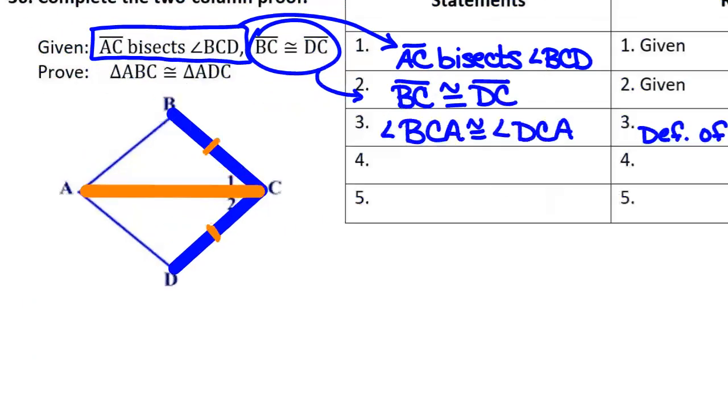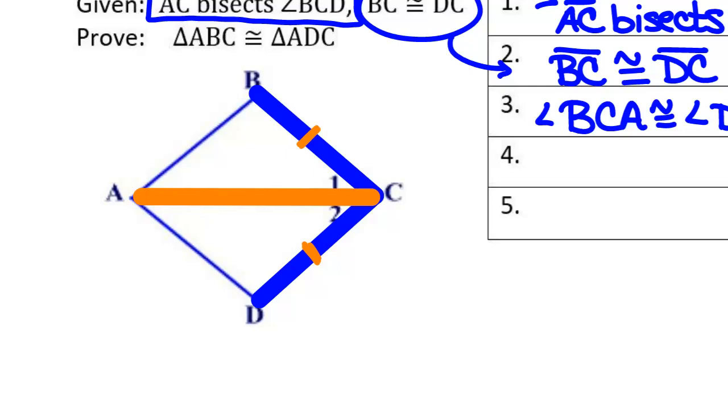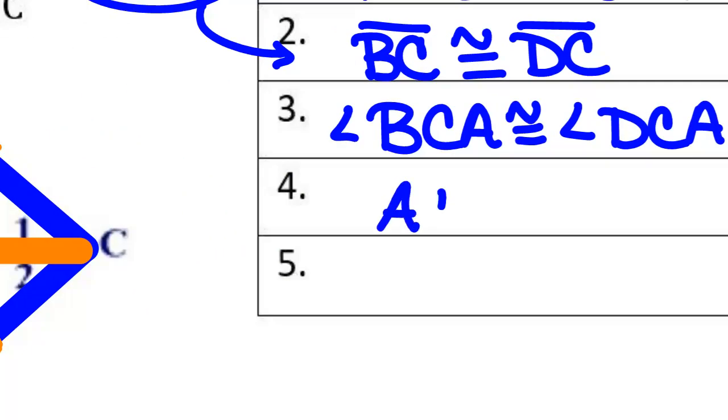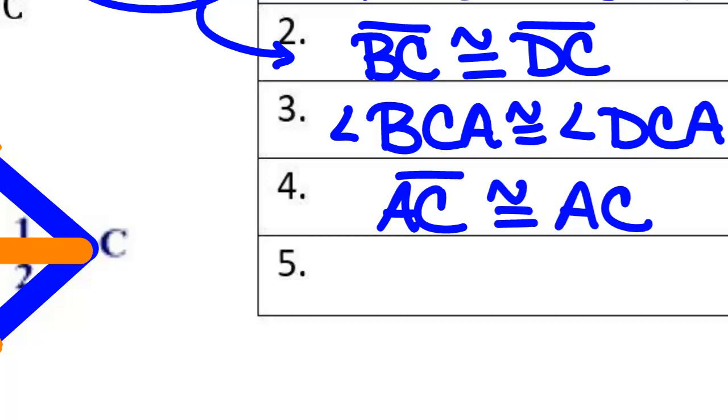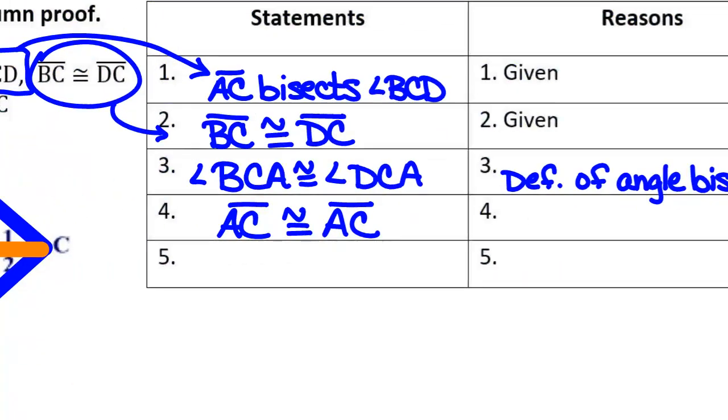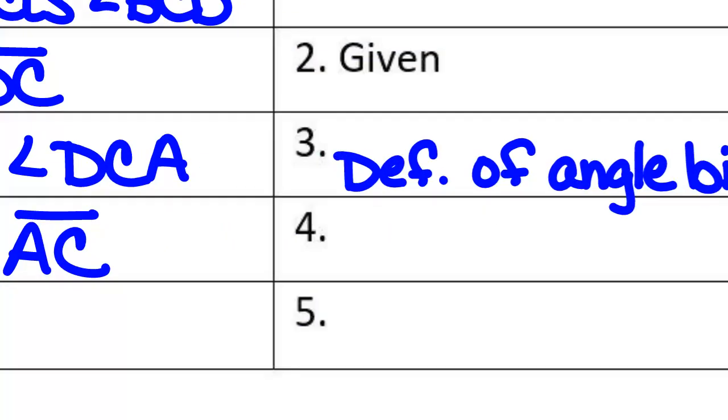Is there anything that I'm allowed to mark on the picture as being congruent even though they didn't give it to me? AC. AC is congruent to itself. What allows me to make that statement? Reflexive property.